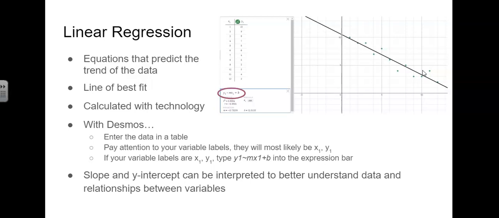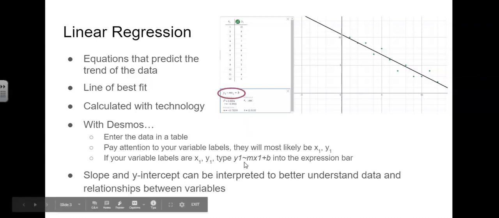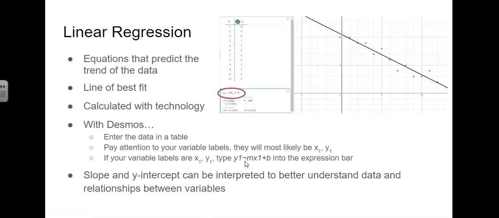With Desmos, to create a linear regression equation, you'll want to start by entering the data into a table. Pay attention to your variable labels. They'll most likely be x1, y1. If your variable labels are x1, y1, type y1 tilde mx1 plus b into the expression bar. You'll find that tilde on your keyboard if you push shift and the button right to the left of number 1.